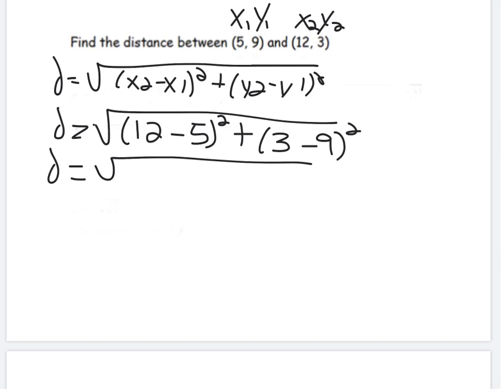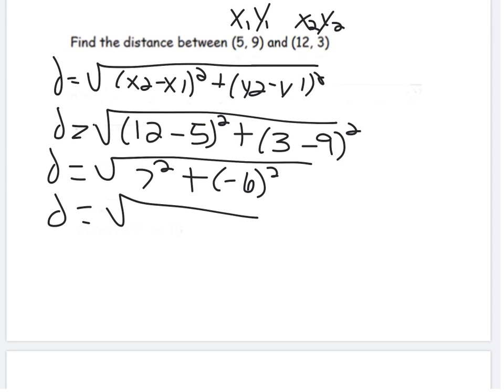So the order of operations says you do parentheses first. So we do the subtraction first because they're inside the parentheses. So 12 minus 5 is 7, and I have 7 squared. And then 3 minus 9 is negative 6, and that's also squared. Now, underneath the square root sign, I have exponents and I have addition. Exponents come first, so I have to square the numbers. So 7 squared is 49, and negative 6 squared, negative 6 times negative 6, is positive 36.